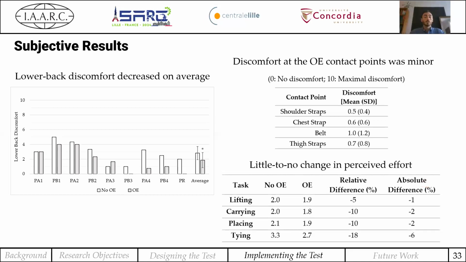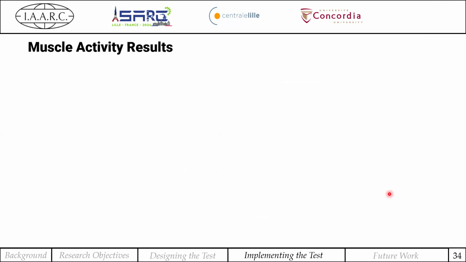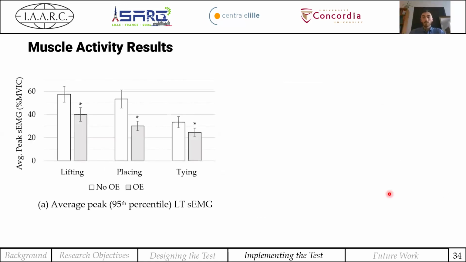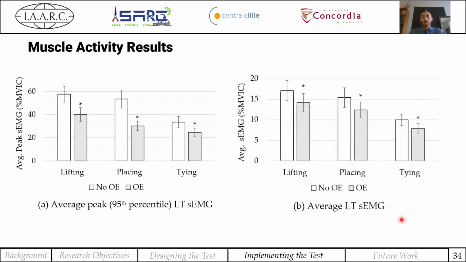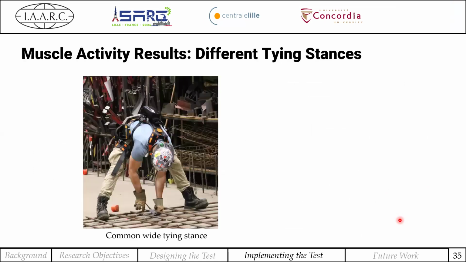There's almost no change in perceived effort in the OE condition compared to the control. And we believe that this is due to a limitation in the experiment design. So this is future work to investigate effort and fatigue further. For the tasks of lifting, placing, and tying, there were significant reductions in peak and in average muscle activity, like was shown in the video earlier. And this is probably a difference of risk factors in the lifting and placing task versus the tying task you can see in the figure.